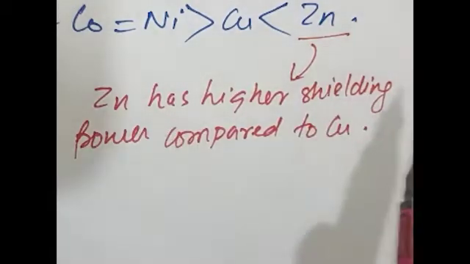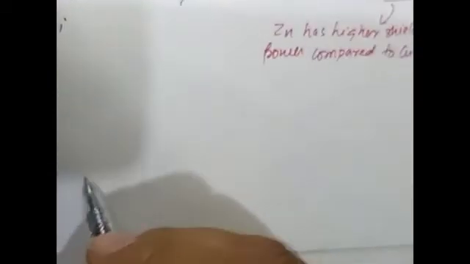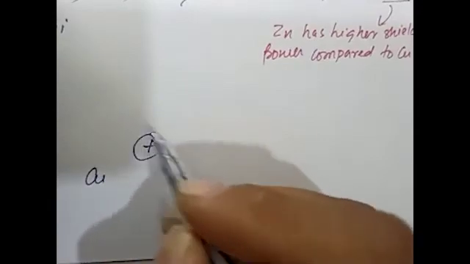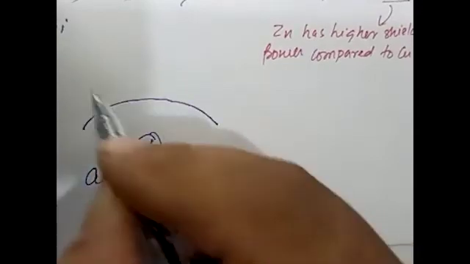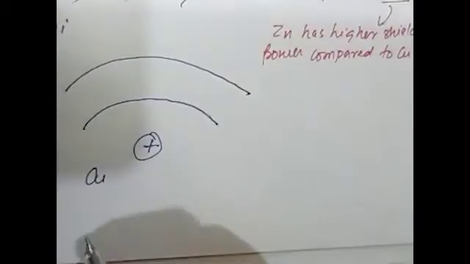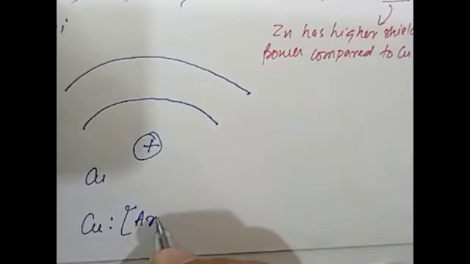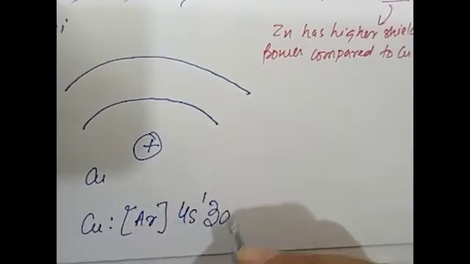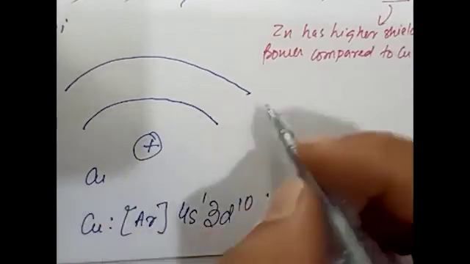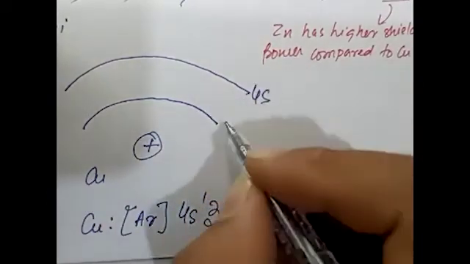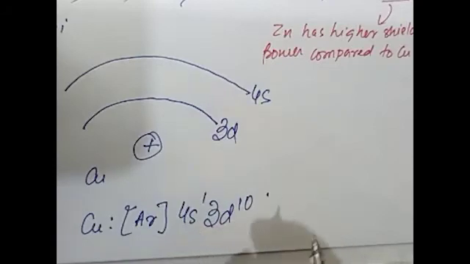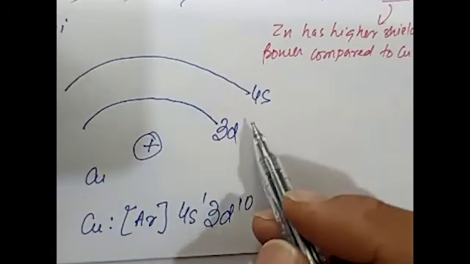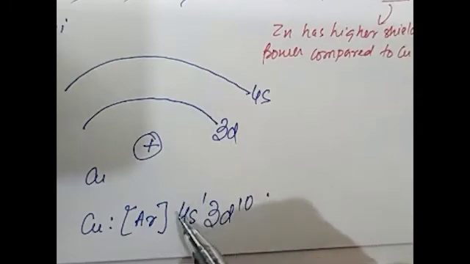Okay, zinc's shielding power is basic. Can it be basic? Let us see. Suppose, you can see, in case of copper, the nucleus of copper is here. So what is the configuration of copper? 4s1 3d10. Copper configuration is argon 3d10 4s1. So 4s is outside, 3d is inside, right? 3d is written later because it has higher energy level, but normally 3d is outside and 4s is inside according to the shell numbers.